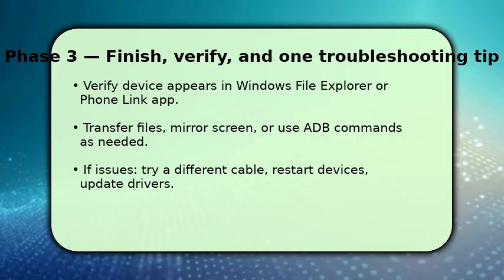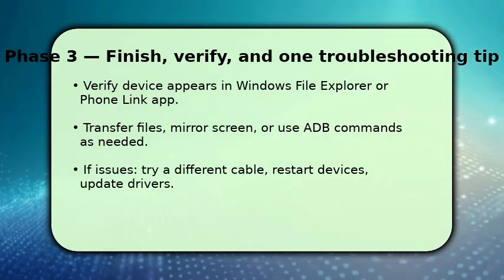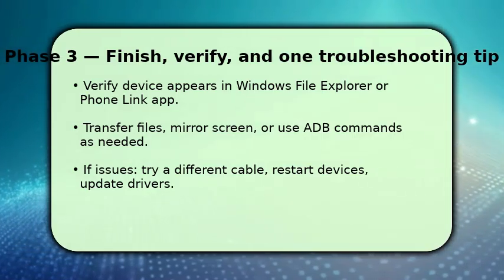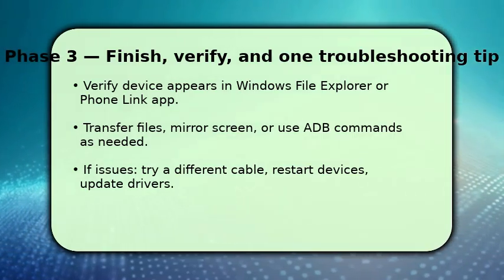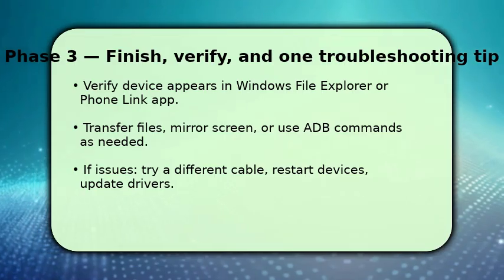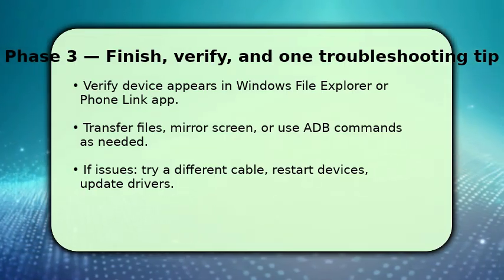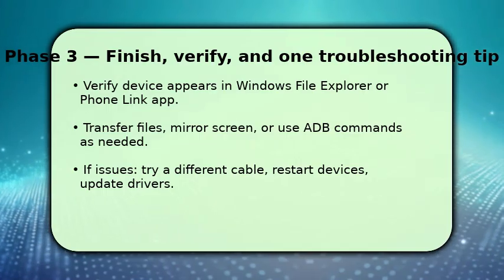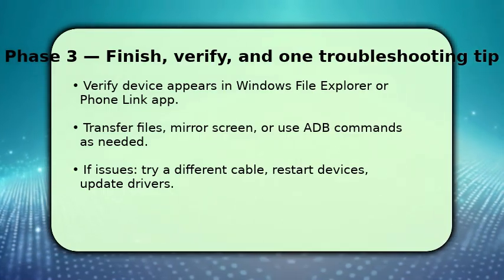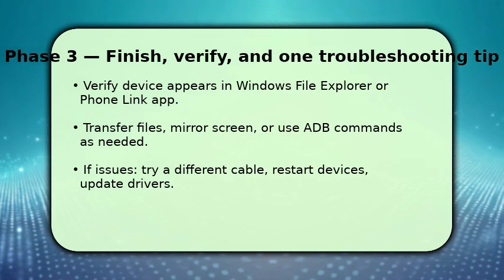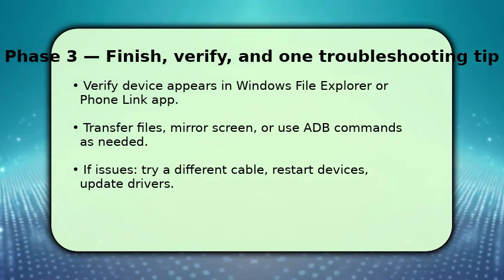If something goes wrong, try a known good USB cable first, then reboot both devices and update drivers or the Phone Link app. As a quick troubleshooting tip, toggling USB debugging off and on or reauthorizing the computer usually resolves stubborn permission or recognition problems.